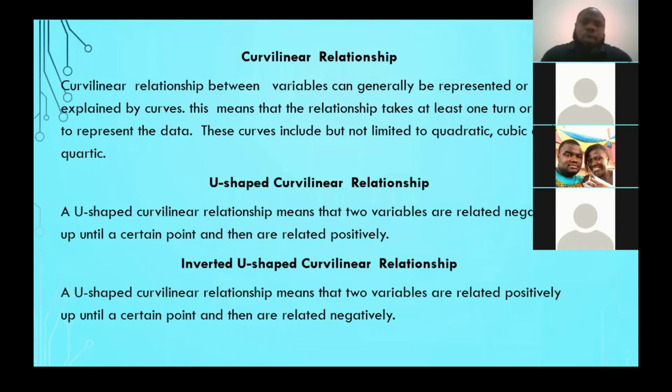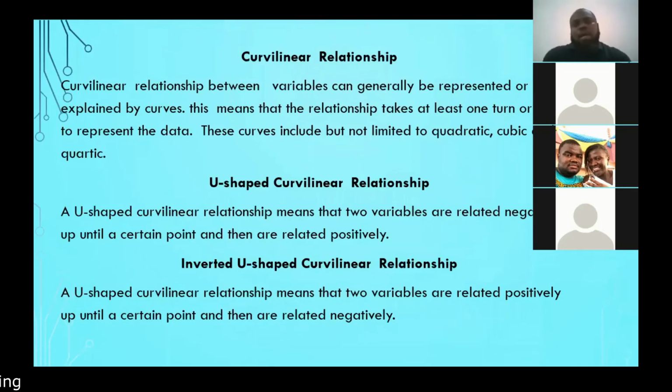Another one we'll look at is what I've called the U-shaped curvilinear relationship. A U-shaped curvilinear relationship means that two variables are related negatively up until a certain point and then start relating positively. It means at first, an increase in one results in a decrease in the other, and it will be in that order until a certain point when an increase in one means an increase in the other. Such a relationship is said to be U-shaped curvilinear relationship.